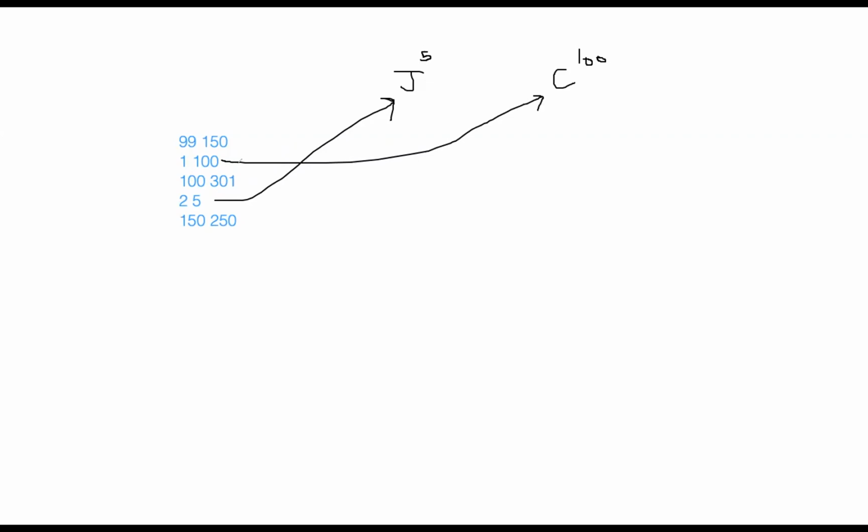Right? Okay. 100 to 350, or sorry, before that I have 99 to 150. That will go to J, I think. J will get busy till 150. Now we have two items, 100 to 301 and 150 to 250.